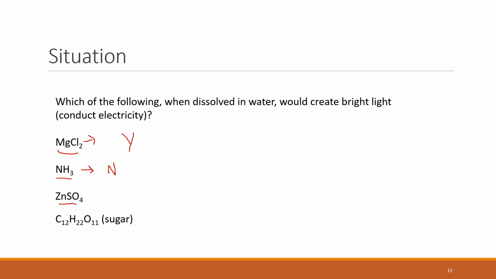Zinc sulfate. So zinc is a metal, it's a transition metal with a +2 charge. SO4 is a polyatomic ion, hopefully one that you've memorized from the polyatomic table. It's sulfate with a -2 charge. So since this compound is made up of charged components, it's ionic, and it will dissociate when dissolved in water into charged components that can conduct electricity. So a big yes. Last but not least, we have sugar. Sugar is made up of carbon, hydrogen, oxygen. All of those are nonmetals, making it a covalent compound. And we would say no, it does not conduct electricity.